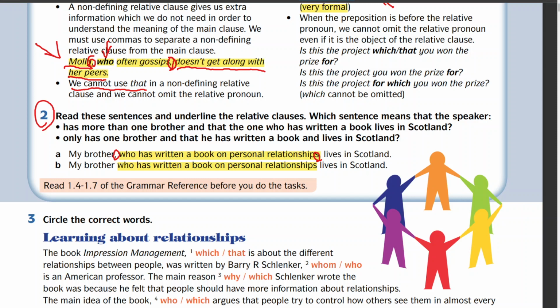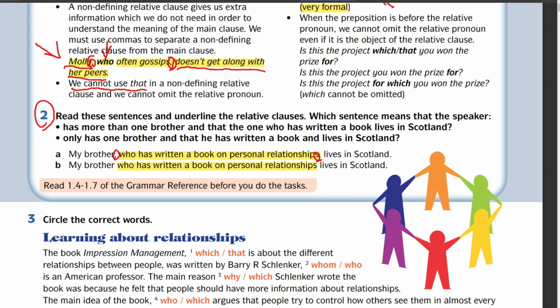So which one is which? So again, if that sounds confusing, I know it is confusing. I was confused too initially when I was reading it on my own. So I don't blame you if you get lost somewhere. Okay. My brother who has written a book. So we are looking at A here. So ini ada comma.